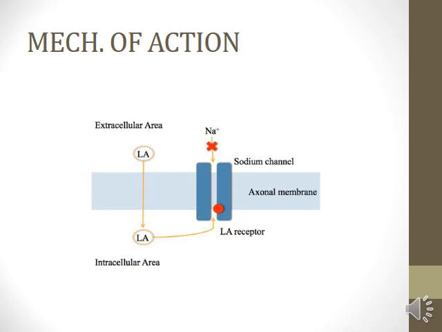So when there is no entry of sodium from the outside to the inside, there will be no action potential, no excitation of the axonal membrane, and no propagation of the nerve impulse across the axonal membrane. So this theory is the most accepted one, and seems to be the most practical one. Now we move to the next slide.